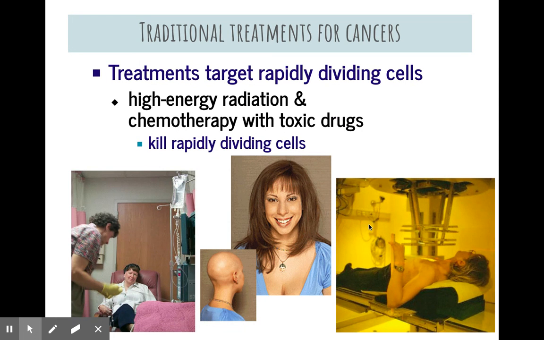Some traditional treatments for cancers. Treatments target rapidly dividing cells. We have high energy radiation and chemotherapy with toxic drugs. They kill rapidly dividing cells. So that's why, when a person is taking chemo, your hair is a fast-growing cell. Chemotherapy, like we said, stops rapidly dividing cells. So people that have chemo lose their hair and their skin looks almost a little burned. That's due to these toxic types of drugs, okay?